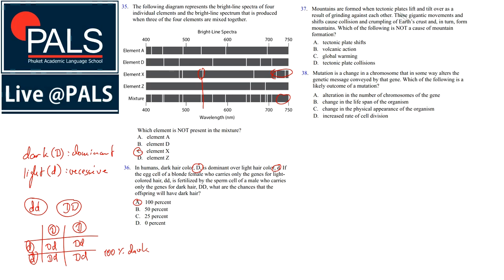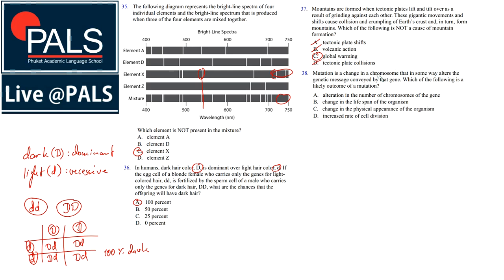37. Mountains are formed when tectonic plates lift and tilt over as a result of grinding against each other. These gigantic movements and shifts cause collisions and crumbling of Earth's crust and in turn form mountains. Which of the following is not a cause of mountain formation? Tectonic plate shifts, volcanic action, global warming, tectonic plate collisions. So A and D are about tectonic plates moving. We were just told that this causes mountains. Volcanic action can cause mountains as well, usually underwater mountains, forming islands, like the Hawaii Islands, for example. And global warming has nothing to do with mountain formation.